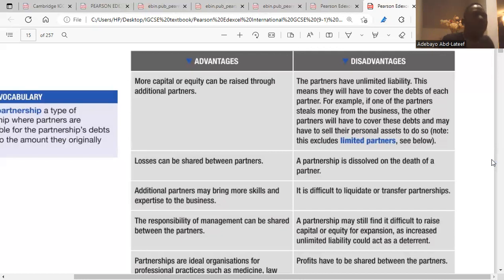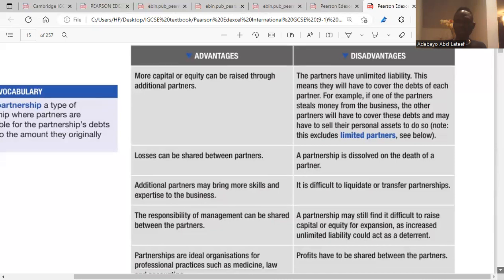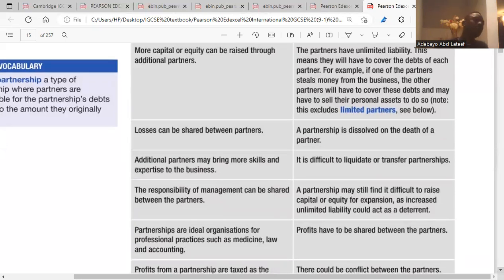He's not partaking, or he doesn't partake in the activities and decision making of the business. Yes. Is it clear? We call those people limited partners or dormant sleeping partners. A partnership is dissolved on the death of a partner. So as soon as one partner dies, the partnership deal is off. They have to dissolve the partnership immediately, for everyone, because they have to share everything.